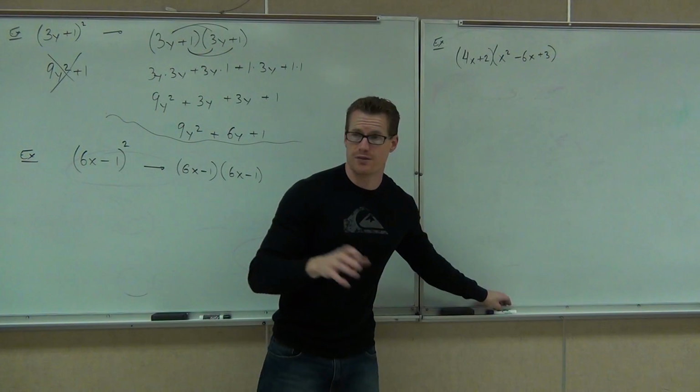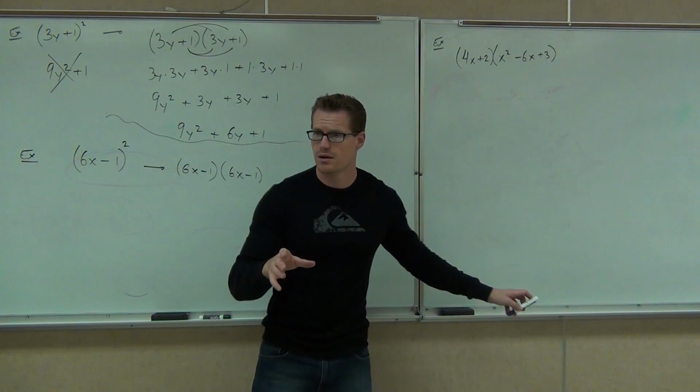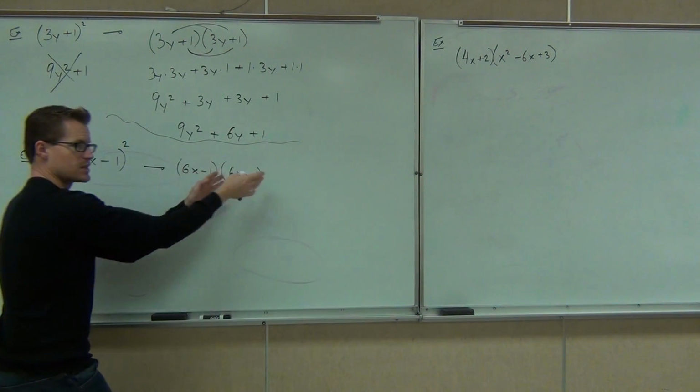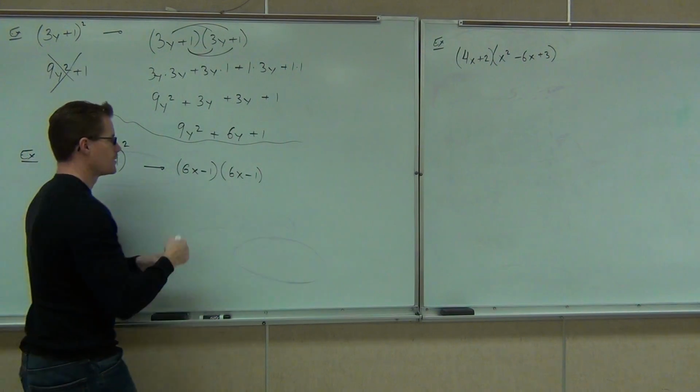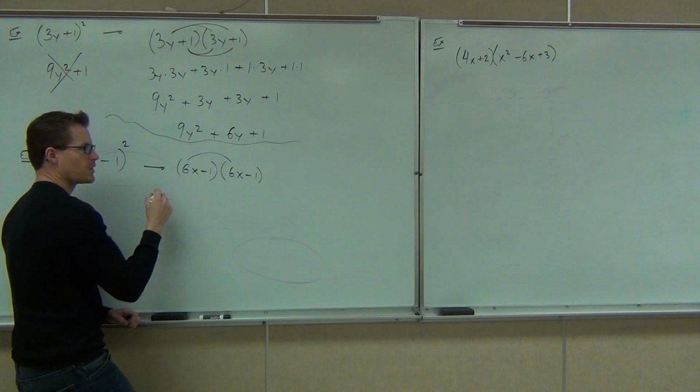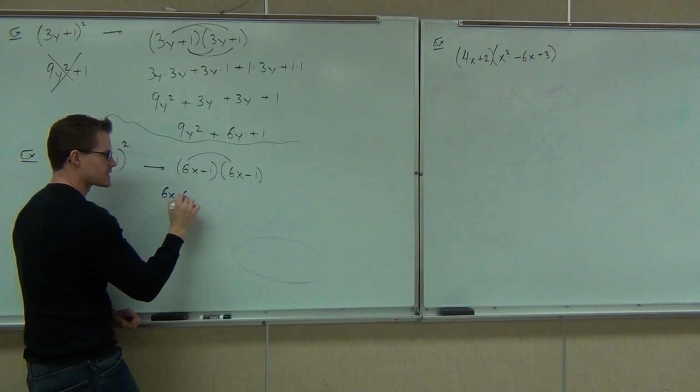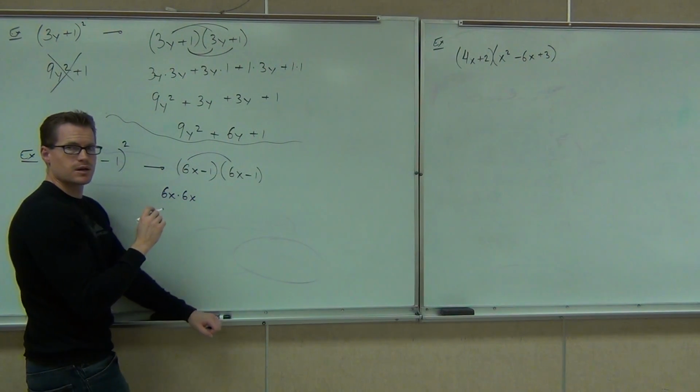It means something times itself. X squared means x times x, right? So 6x minus 1 squared means exactly that, itself. When I multiply, you should have on your paper 6x times 6x. Yes? Okay, watch carefully.